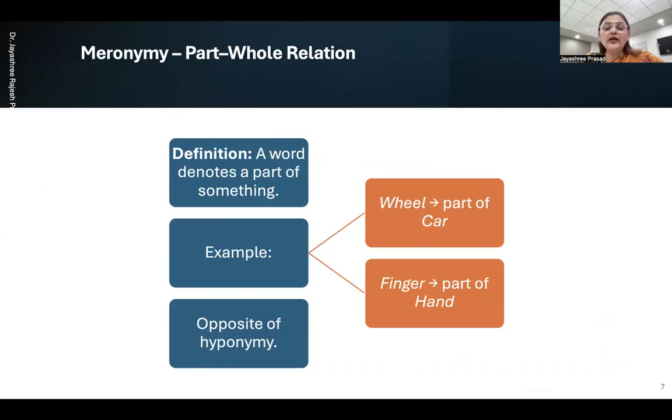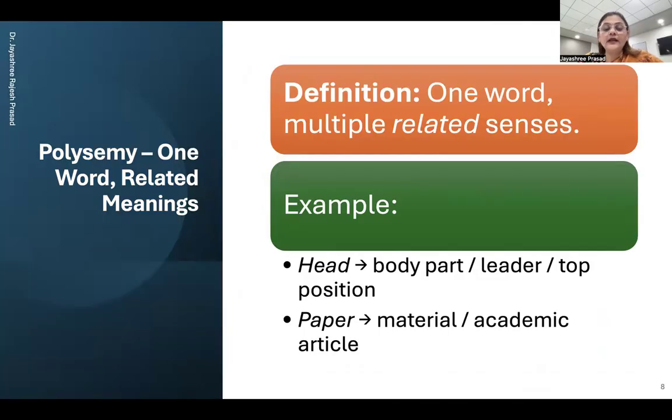Then next comes meronymy, which is part of a whole. Meronymy is a part-whole connection. If a wheel is part of a car or a finger is part of a hand, that's meronymy. It helps model how we understand complex objects and their components.